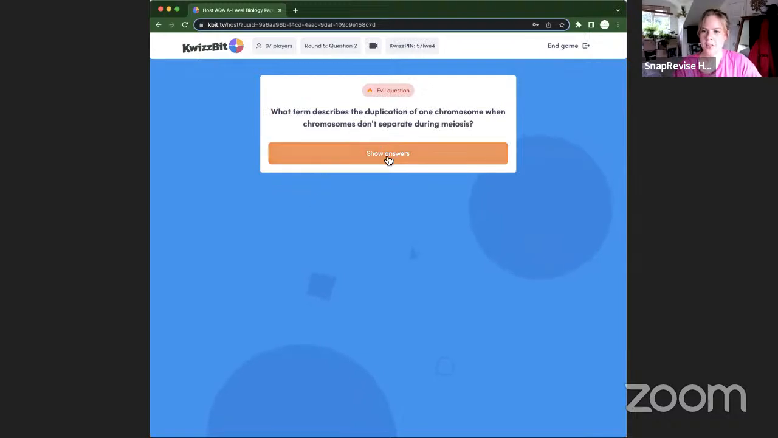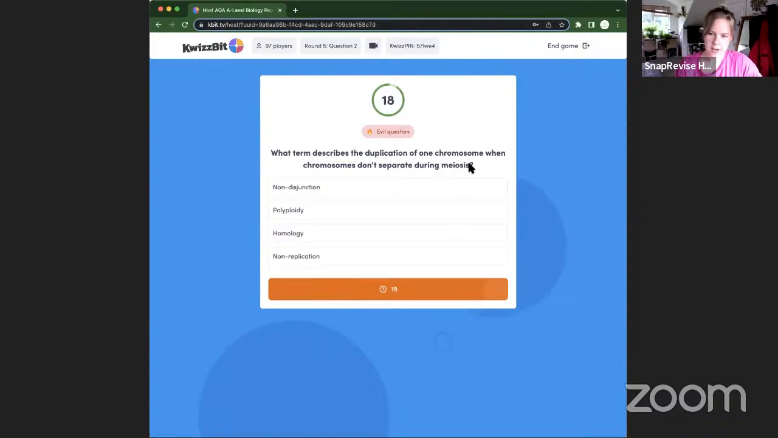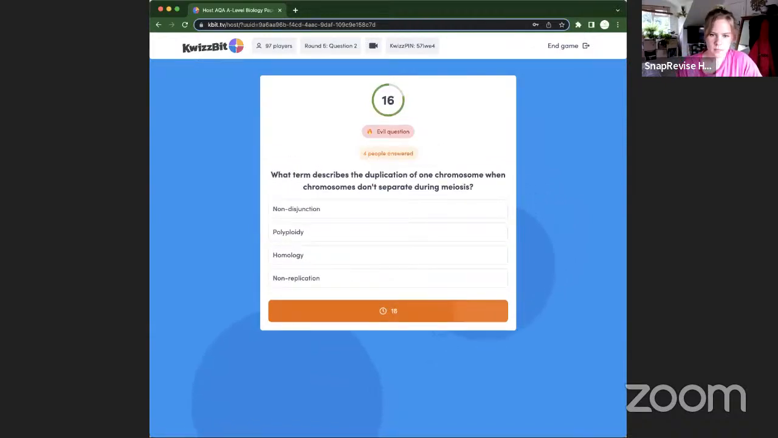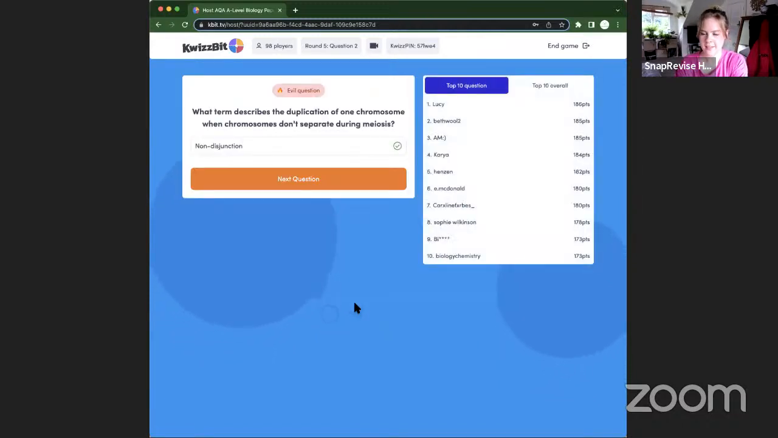Okay. What term describes the duplication of one chromosome when chromosomes don't separate during meiosis? So this is what causes Down syndrome and other chromosomal abnormalities. So we're looking for the term that we use to describe when this happens. Okay, non-disjunction was the answer. Good job, Beatrix.